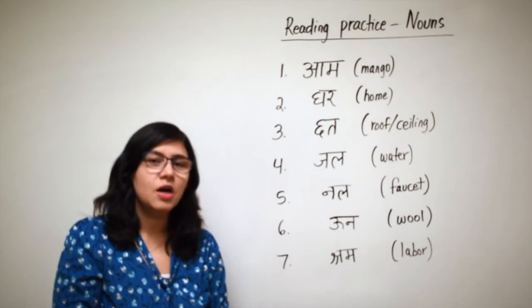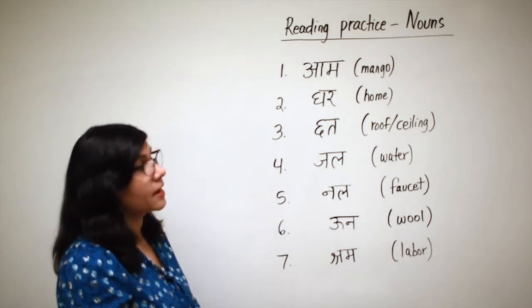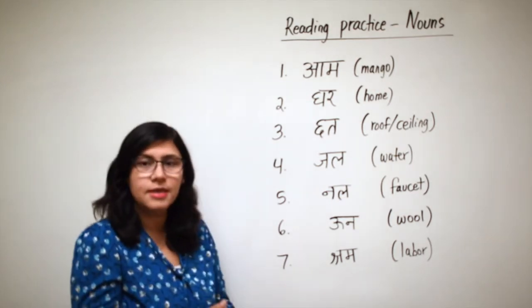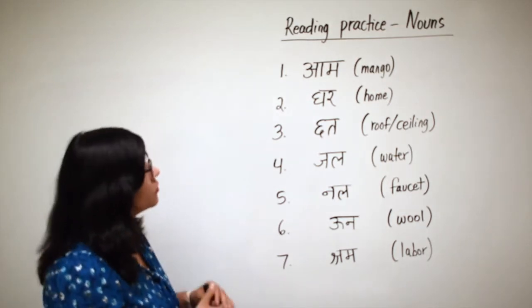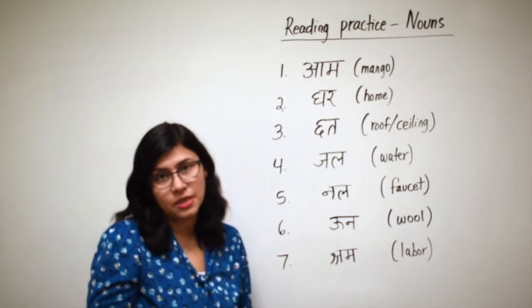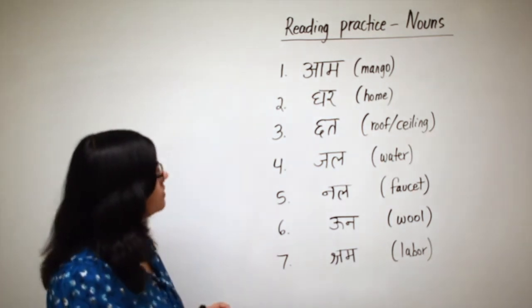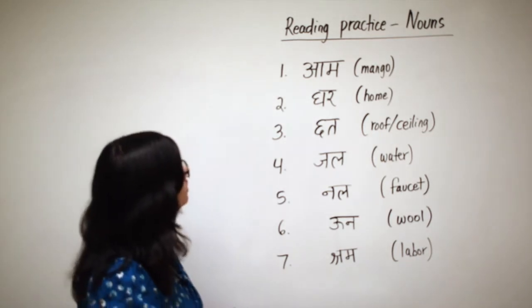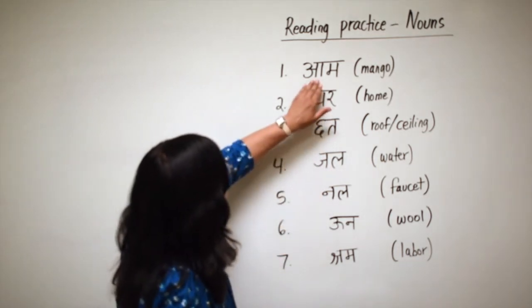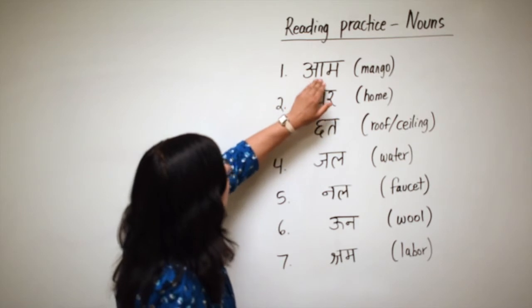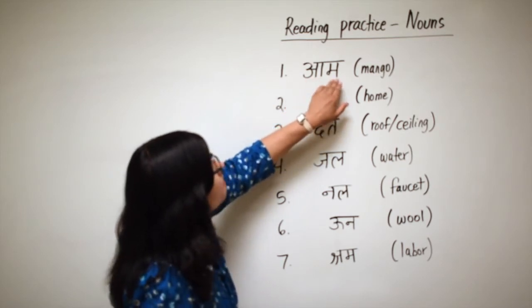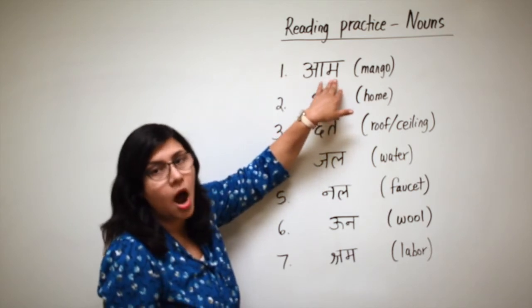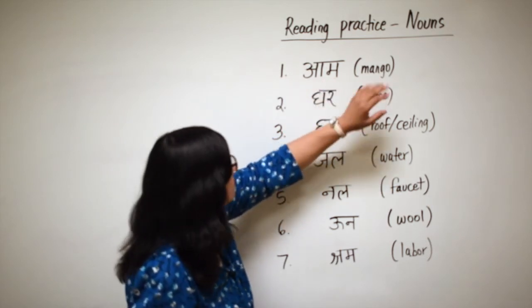So we are going to start our reading practice in Hindi, and I've put together some two-letter words that we can try to join and pronounce in Hindi. This is in Practice Makes Perfect Basic Hindi, so I've written these out on the board. So the first one, we have A-M, A-M, okay, so A-M, that's mango, okay.